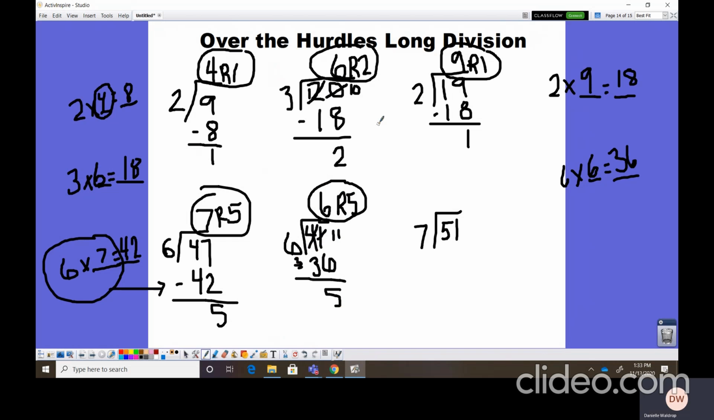51 divided by 7. 7 times what gets me close to 51 without going over? 7 times 10 is way too big at 70. What about 7 times 9 at 63? It's too big. 7 times 8, that's 56. That's still too big. 7 times 7 is 49. Well, that one's not too big. Let's do that one. 7 times 7 is 49. So I'm going to put a 7. 7 times 7, I said, was 49.